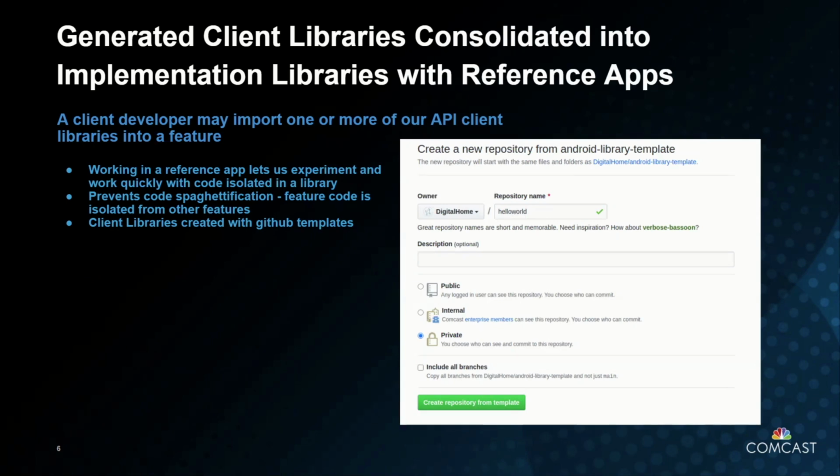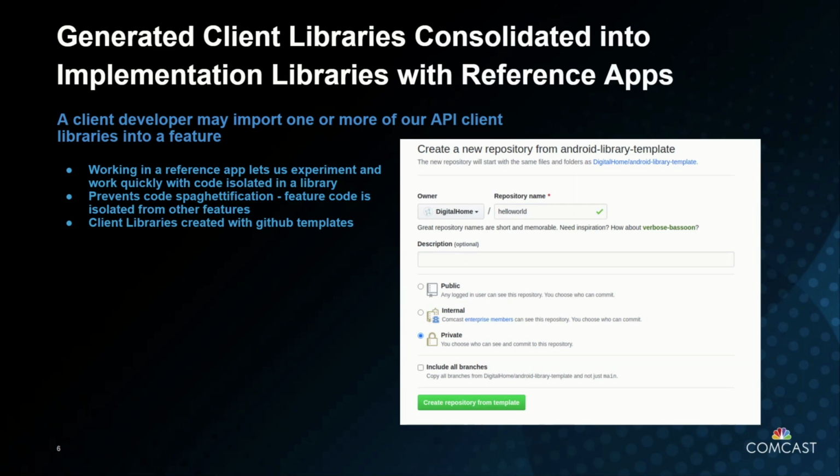Okay, so now we're on the next step, which is the next ball in the bouncing ball we're following here: we've built a bunch of microservices. We've generated client libraries based on them. We've handed them off to the client developers, and now they're going to start working on a library. We call that the implementation library.